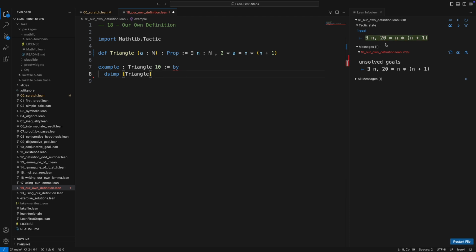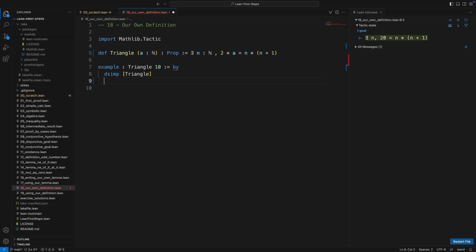There exists an n such that 20, remember it's 2 times the number, 2 times 10, 20, can be written as n times n plus 1 because we wanted to avoid division by 2. That's our proof goal. So to prove 10 is a triangle number, we need to prove there exists an n such that 20 can be written in this form. And we can probably do that in our heads.